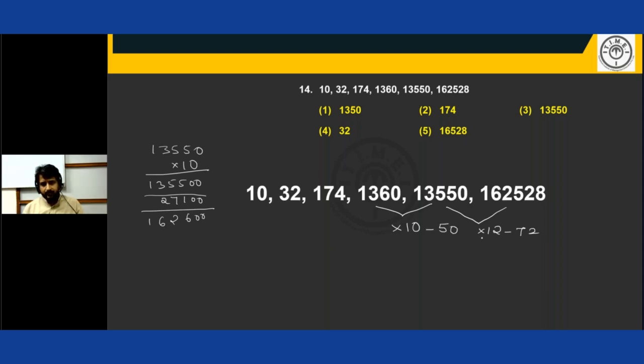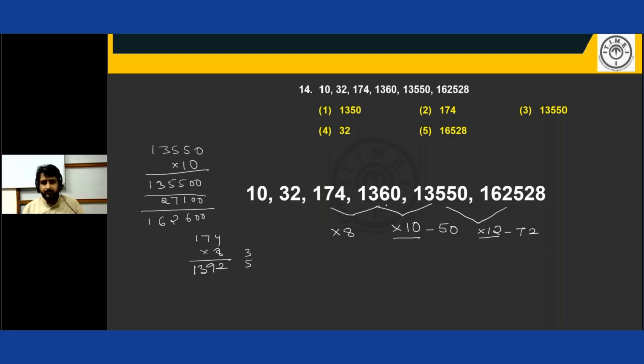Now look at the numbers. Into 12, into 10. If you consider this as an even number series, it goes maximum 8 times. 174 times 8: 4 times 8 is 32, 7 times 8 is 56, 56 plus 3 is 59, 1 times 8 is 8 plus 5 is 13. 1392. 174 times 8 is 1392.